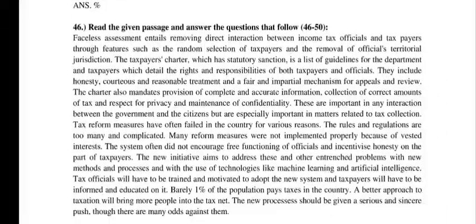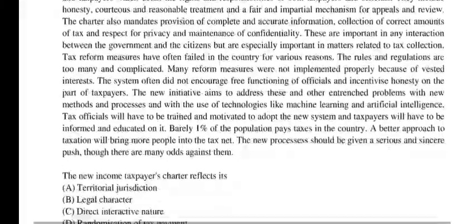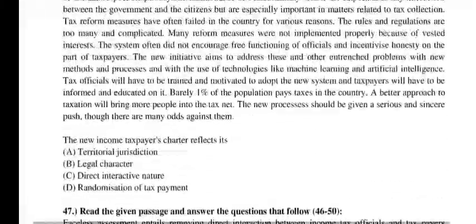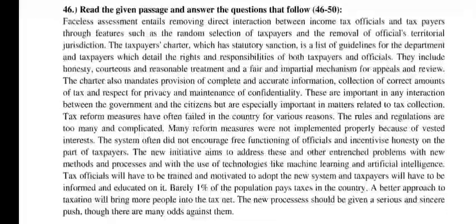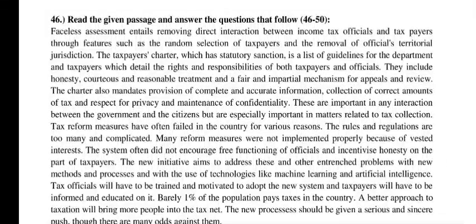Now we have got one passage, and then after reading the passage we have to answer the questions. This is simple. If you read the passage with focus, patience and perseverance, then it will be done and you will get 10 out of 10. So I will not do it.